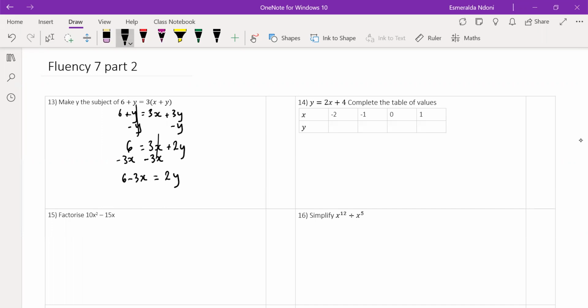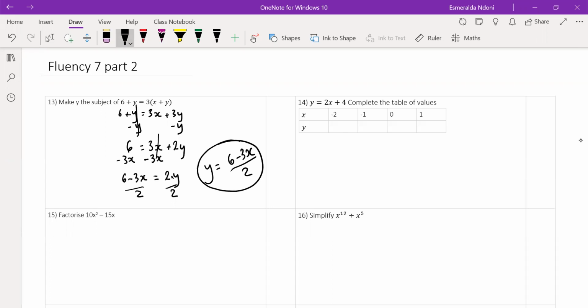Our last step is to do the opposite of multiplication. In between the 2 and the y, we have multiplication, and the opposite of that is division. So dividing both sides by 2, that would leave our subject on its own. And this is the final answer.